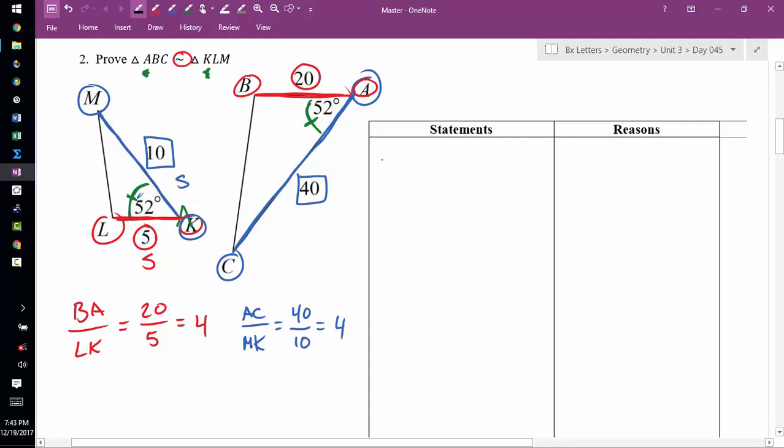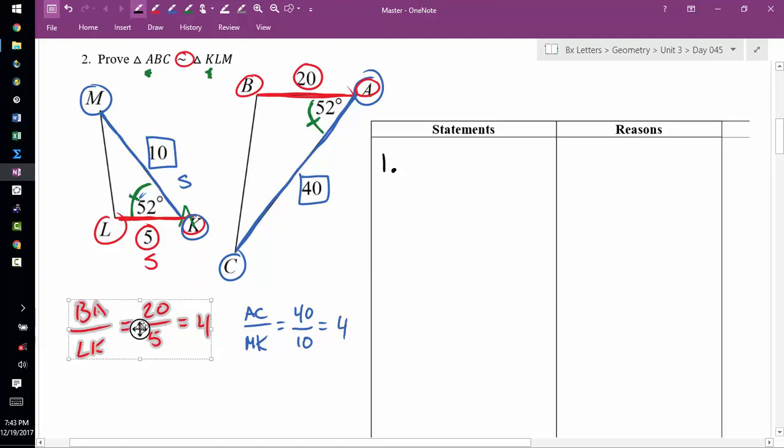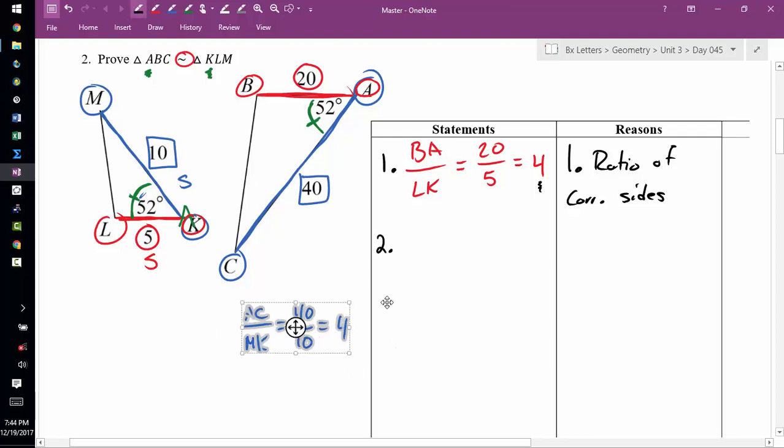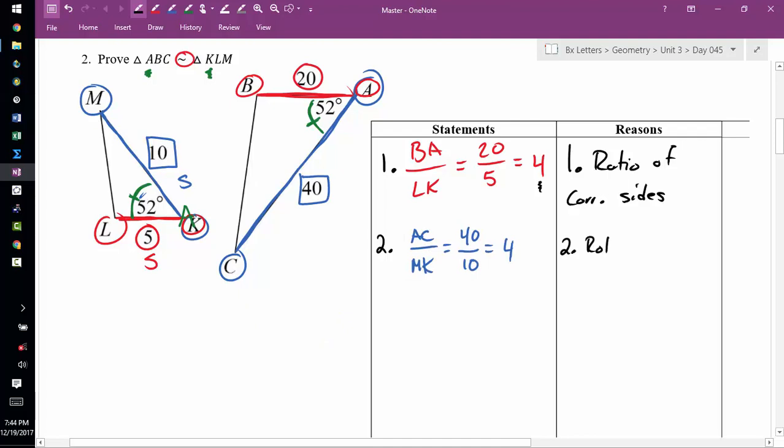I'm going to start with 1. I'm just going to write this similarity statement for the sake of time. I'm just going to move it over like that. My reason for writing that is the ratio of corresponding sides. Right? I'm evaluating those corresponding sides using a ratio, and I'm seeing that they equal a number. My second thing is this ratio of corresponding sides.